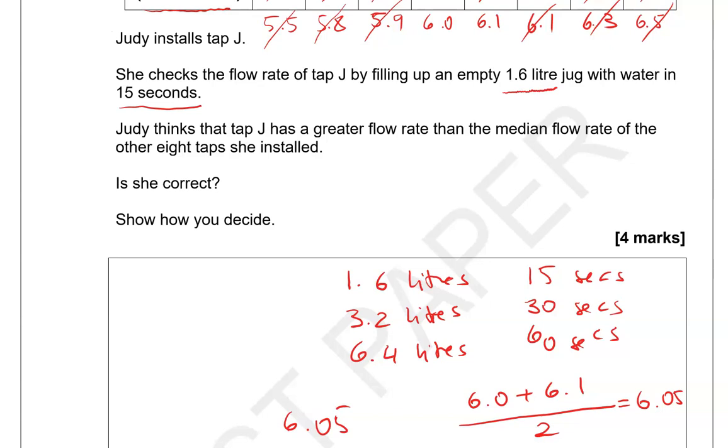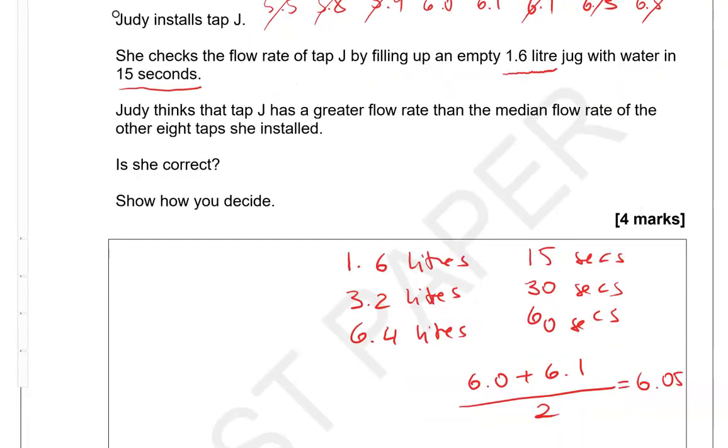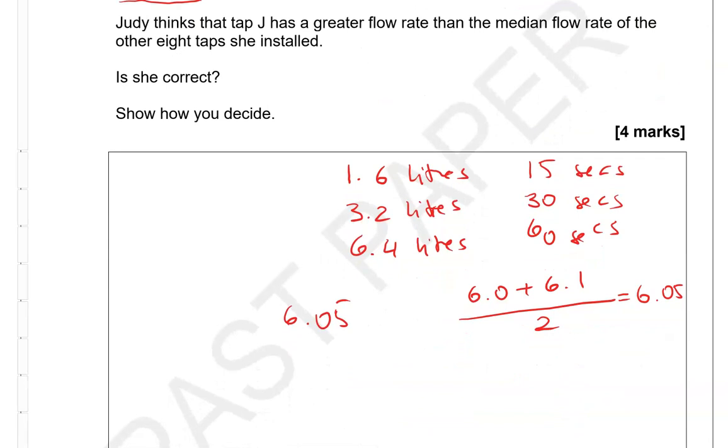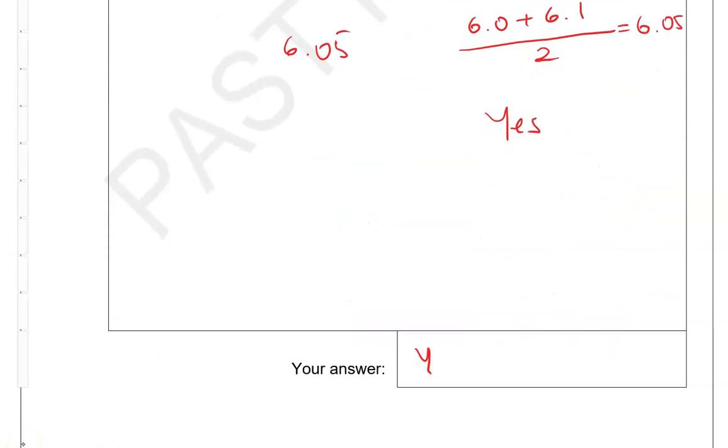Now going back to the question, it says Judy thinks that tap J has a greater flow rate than the median flow rate of the other 8 taps she installs. So is this a greater flow? We've got for J is 6.4, whereas the median is 6.05. So yes, that is correct. So I'm going to write 6.4 is greater than 6.05.